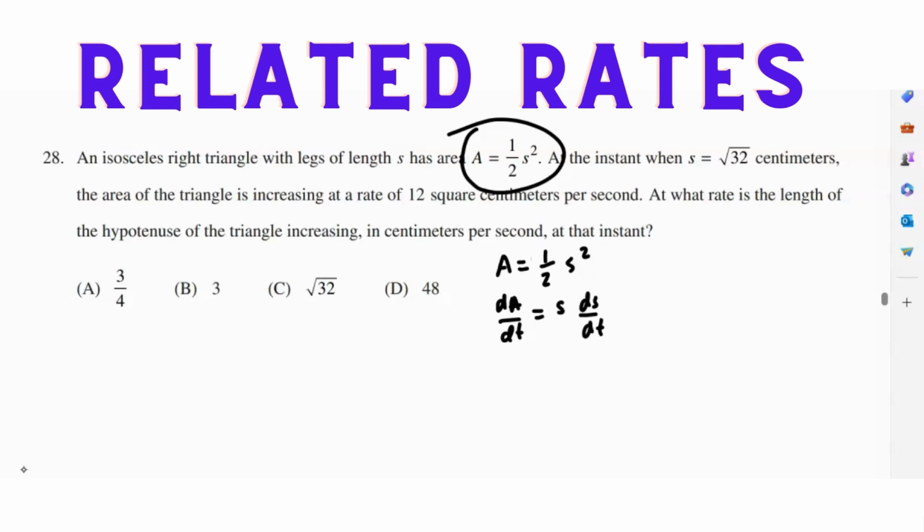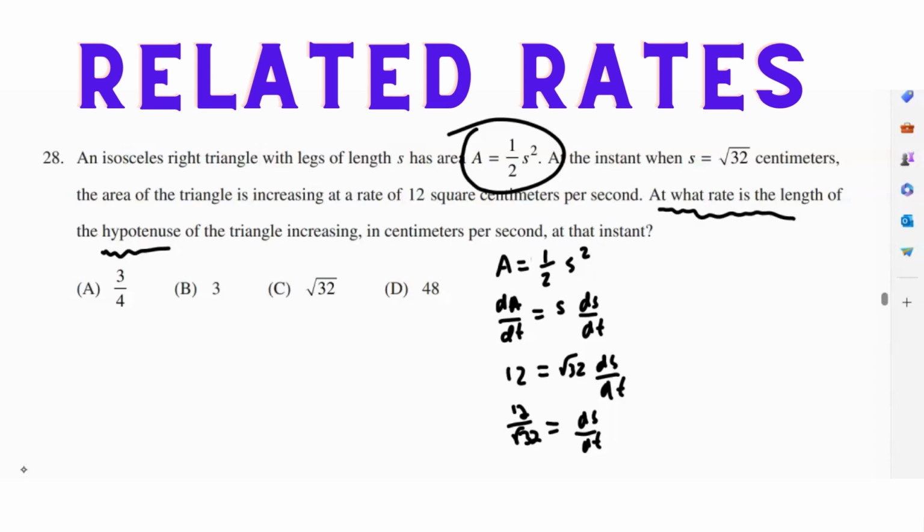All right, well, it tells us dA/dt is 12. And we know the side length is root 32. So that means ds/dt is going to equal 12 divided by root 32. All right, good. Now once we have that, we're going to look at the second part. At what rate is the length of the hypotenuse increasing at that instant? All right, so we need to get a hypotenuse involved somehow.